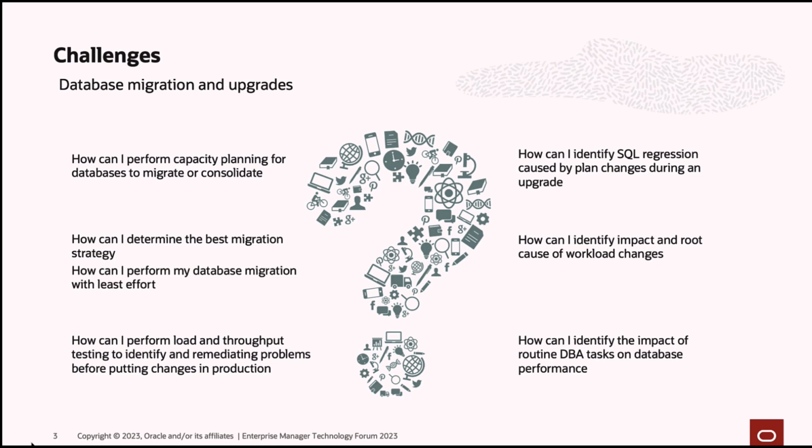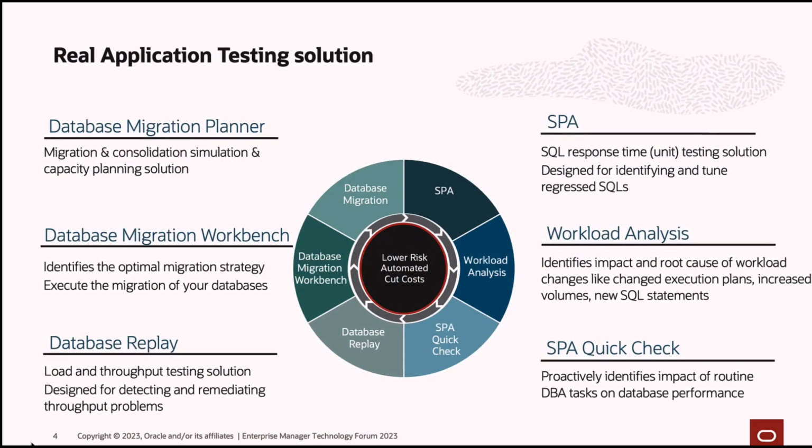A database is not always static. We need to gather new statistics. We may change access structures, or we change init parameters in the database. So how do we make sure that there is no regression after these changes? Real application testing is the solution for all these questions.